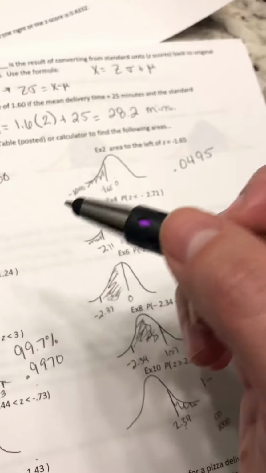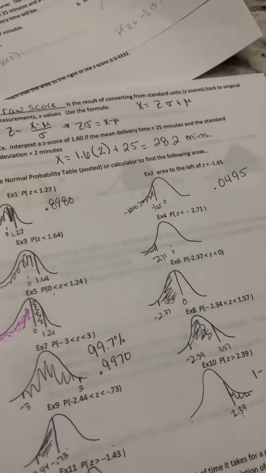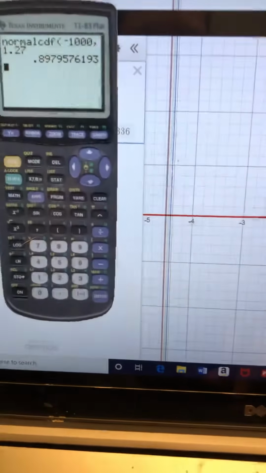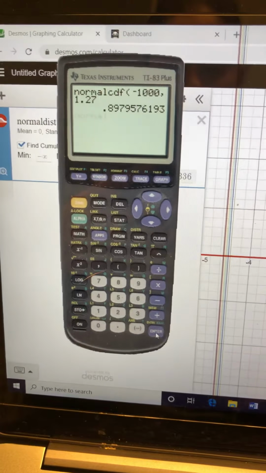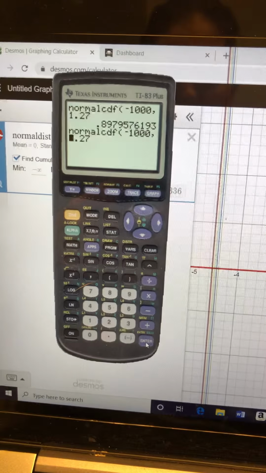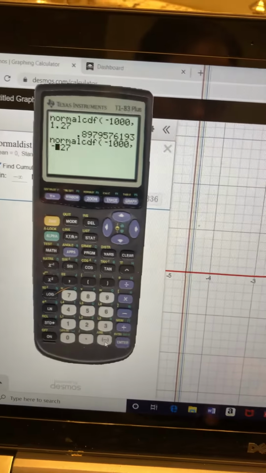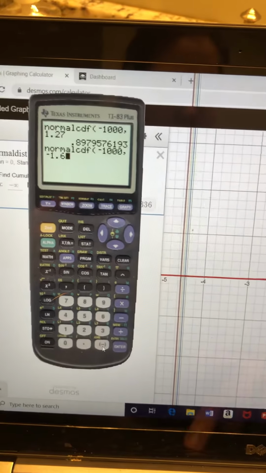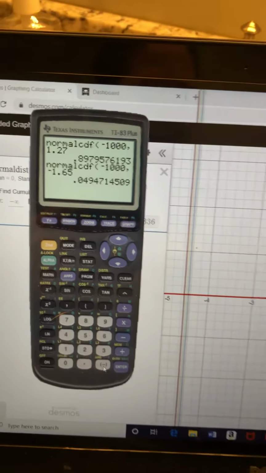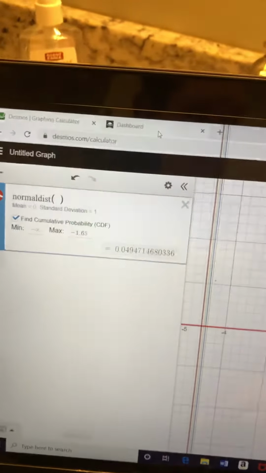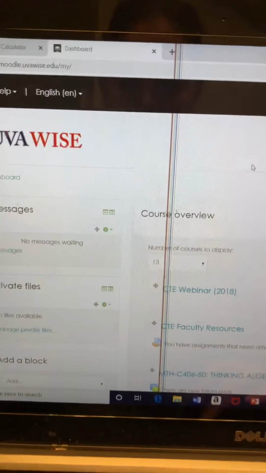Let's zoom in just a little bit. Oh, that's a little better. And on the calculator, what I would do is hit second enter so that I don't have to go to second vars and pick normal CDF again. And then I change my 1.27 to negative 1.65. And I get 0.0495.